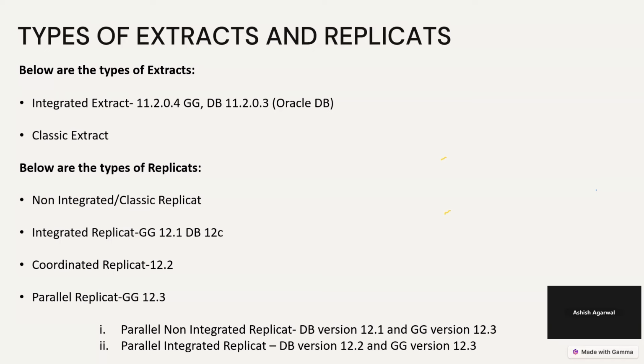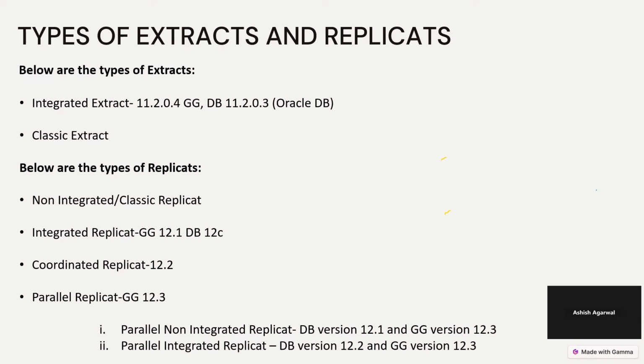So the question people ask is, with the introduction of microservices, does integrated no longer exist? The answer is no. There is no integrated architecture. Integrated is a type of extract and replicat. There are only two types of architectures, classic and microservices. Under classic architecture, you can create integrated extract or classic extract. In the same way, in microservices, you can create integrated extract or classic extract. So integrated is a type of extract and replicat.